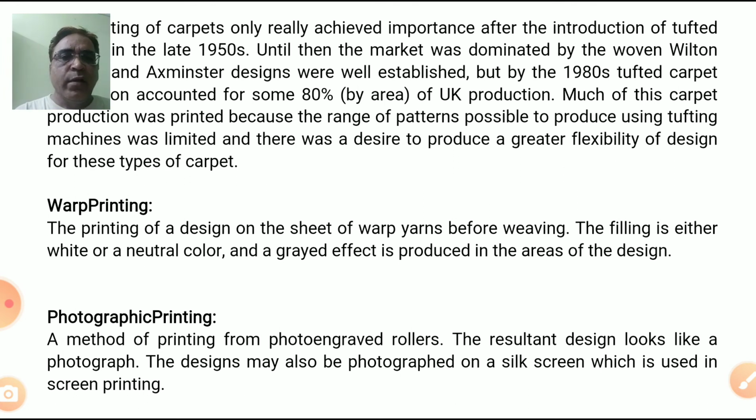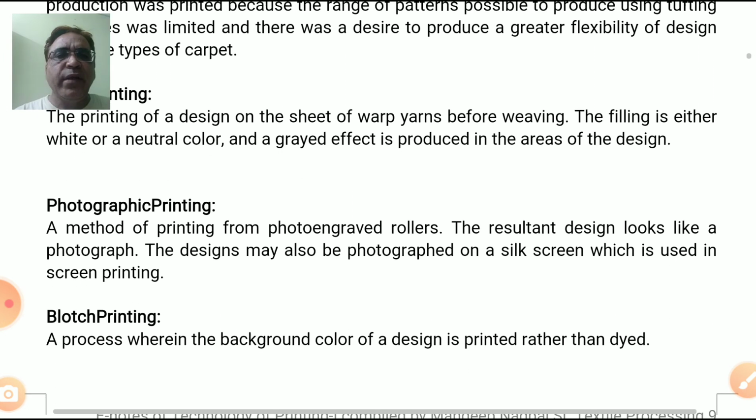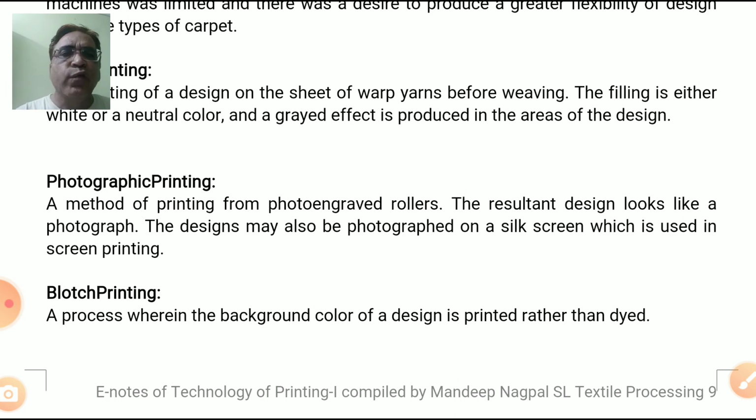Okay. Then there is the photographic printing method. Photographic printing means this is a method of printing from photo engraved rollers. The resultant design looks like a photograph. So nowadays we are also seeing these kinds of prints. If you want to have a photograph on your design or any garment, photographic printing is used particularly for that purpose. This can also be made by screens. Okay. Next is your blotch printing.